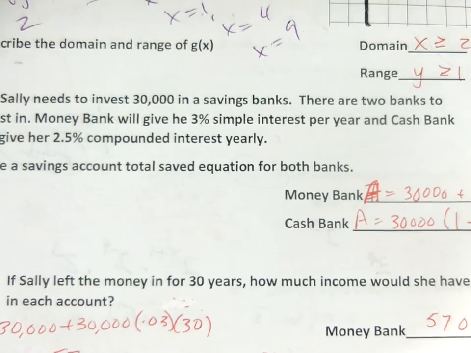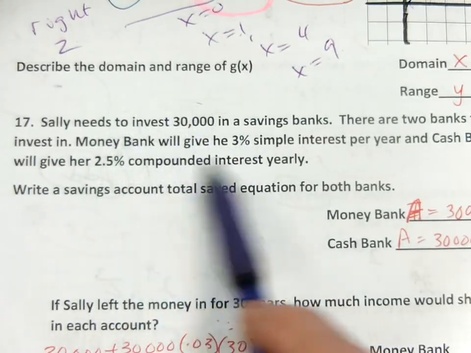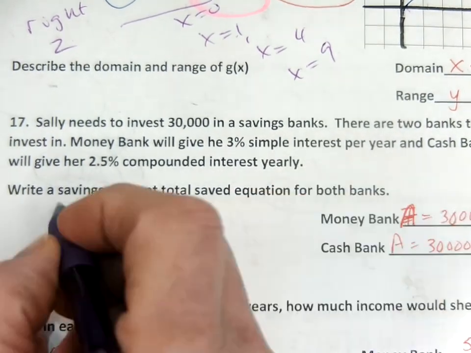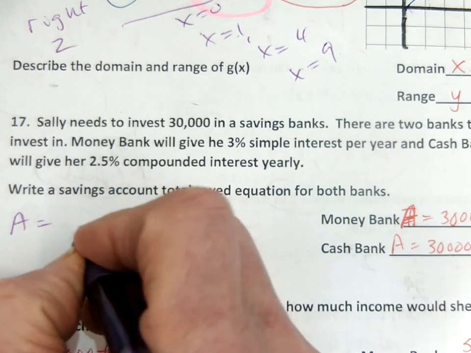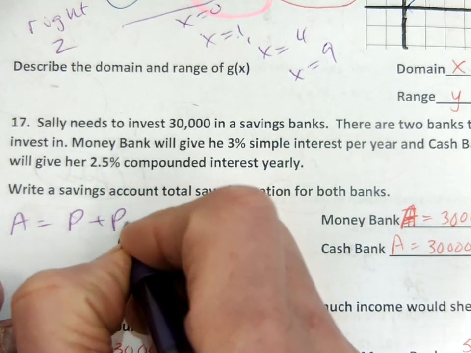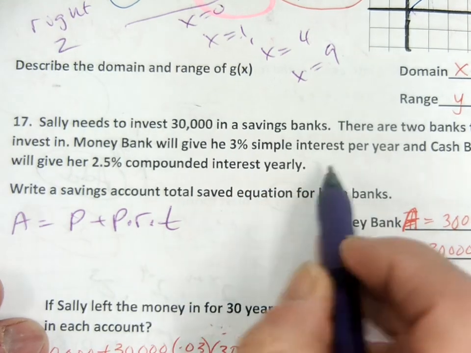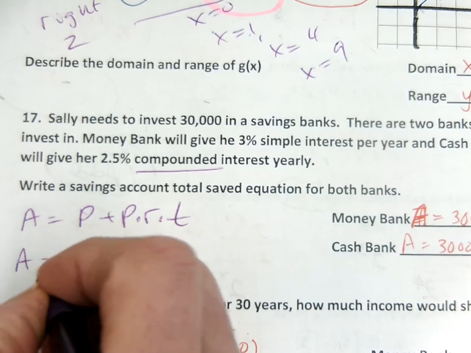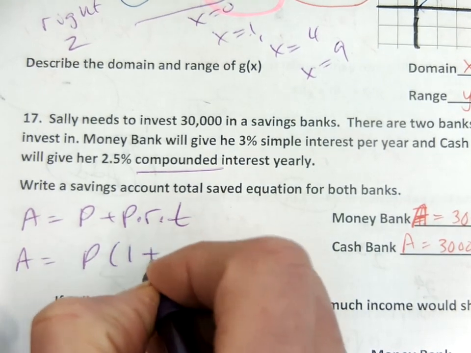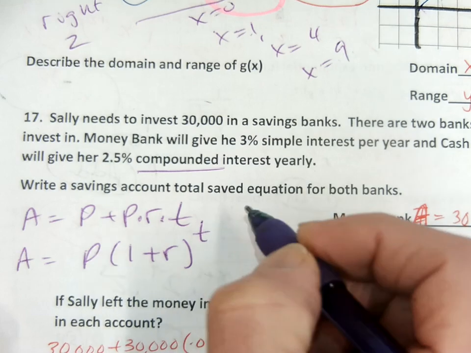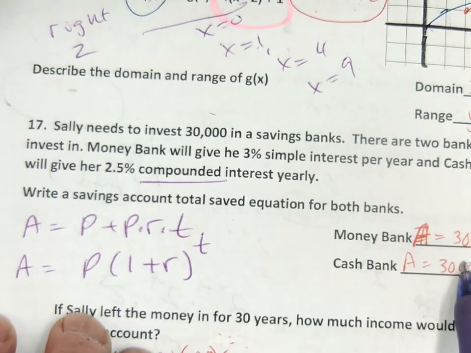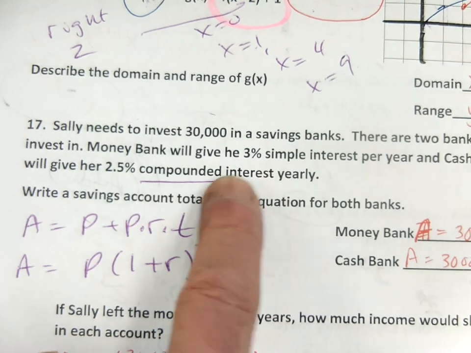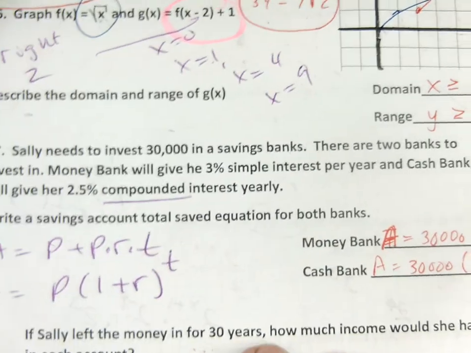All right, on to 17. Okay, Sally needs to invest $30,000. There are 2 banks to invest in. Simple interest: the amount is equal to my principal plus my principal times my interest rate times my time. Or Cash Bank, which is compounded, and that is going to be my principal times 1 plus my rate to the t power, okay? So she takes her 30,000 for simple interest plus another 30,000 times 0.03 times t.